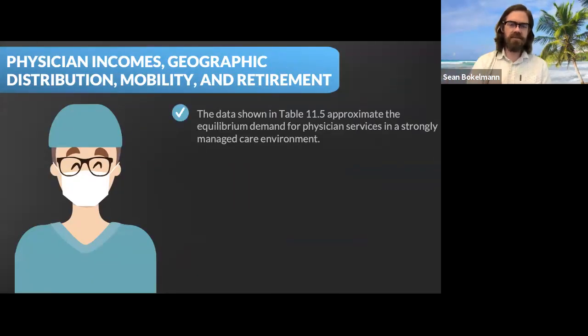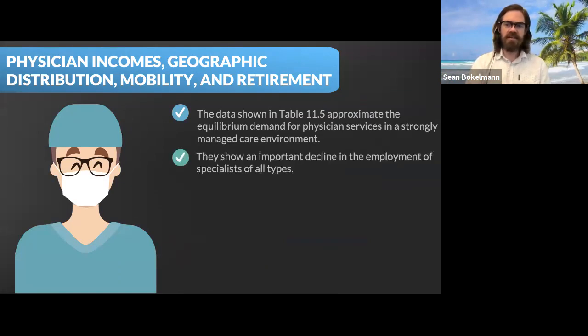Okay, so what we're getting from this data is basically the approximate equilibrium demand for physicians in a strongly managed care environment. And basically what we're seeing is that there's an important decline in the employment of specialists of all types. That's really the main takeaway: there's a shifting in landscape from specialists to primary care providers.